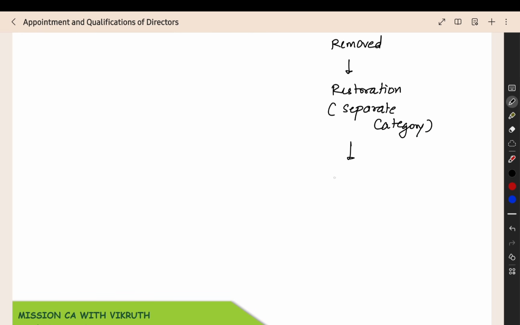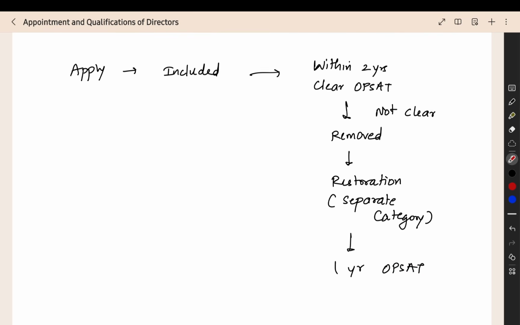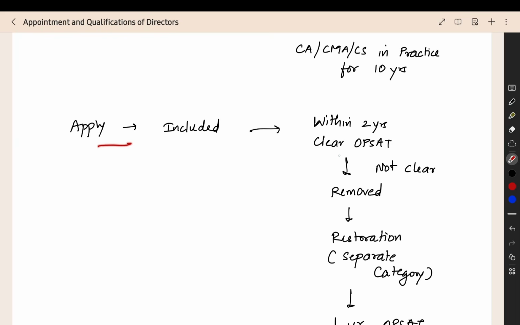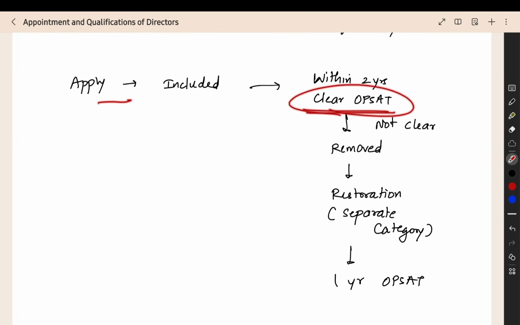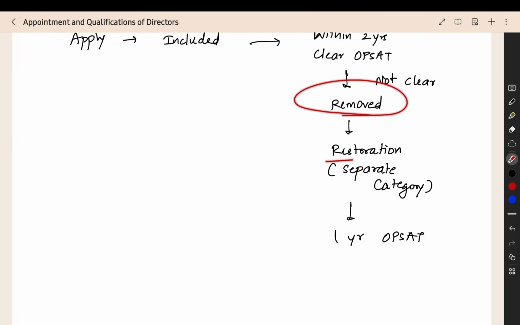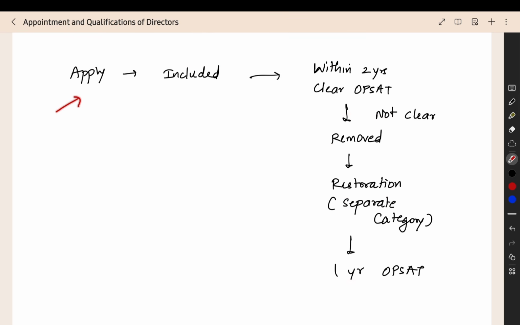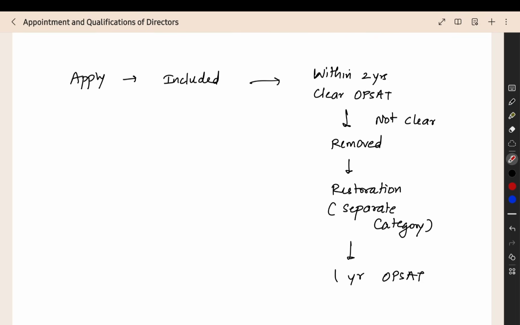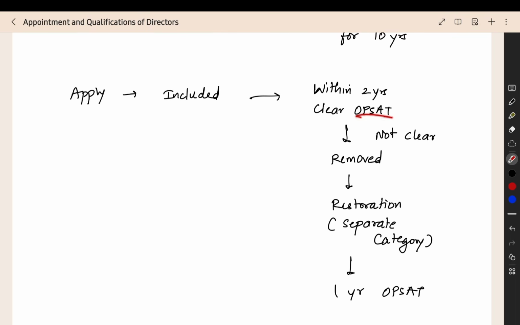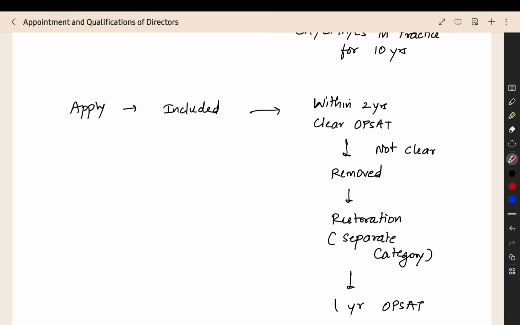After that, within 1 year, you have to pass the test. If you do not pass the test within that 1 year also, then again you have to do the fresh application, and you will again get 2 years to clear the test. Otherwise, again it will be removed. Again you can do the restoration. Then 1 year you will get. If you do not clear in this final 1 year, then again you have to apply afresh. That is the thing. And when you are exempted from the requirement of test, no need to do any test. Now, I hope you understood the process.